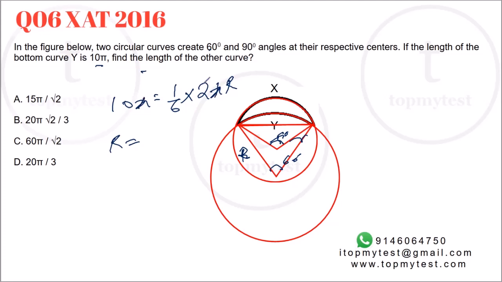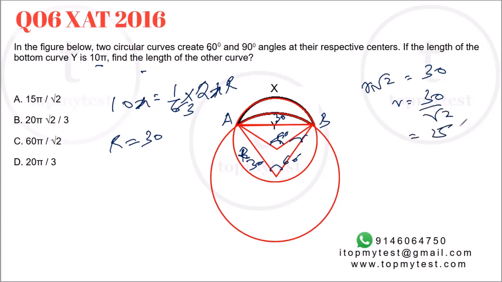R should be equal to 3 into 10, 30. Now, because it's an equilateral triangle, the line segment AB will also be 30 units. Now, 30 units is the hypotenuse of the isosceles right angle triangle. So you can find the side of the right angle triangle. Side will be r root 2, equal to 30. So r should be 30 by root 2, which is 15 root 2. Let's keep it like this itself.